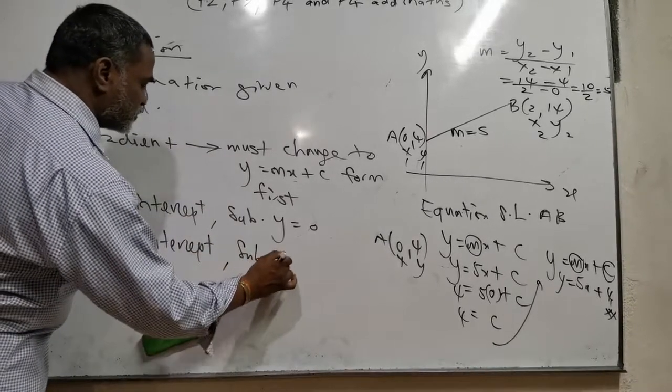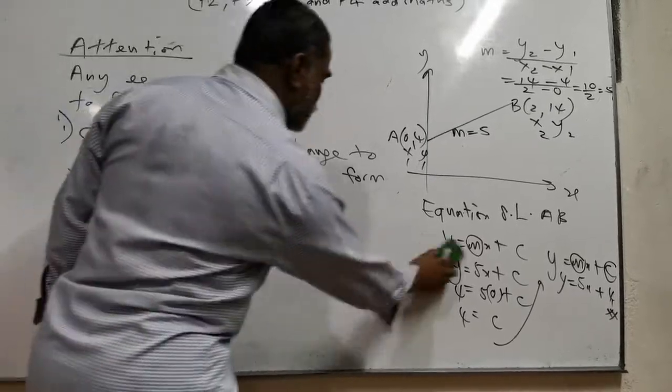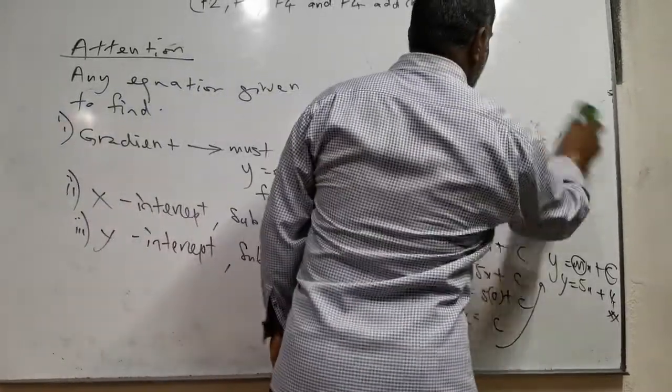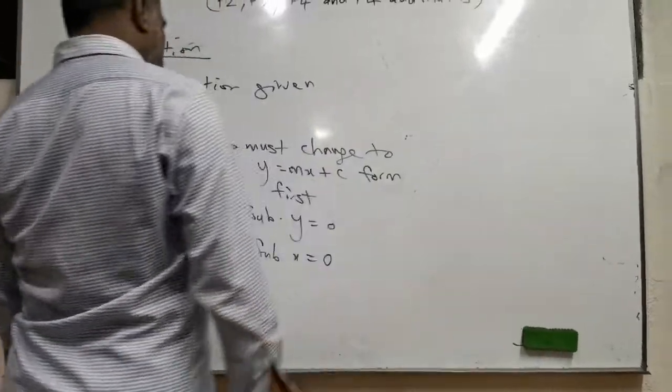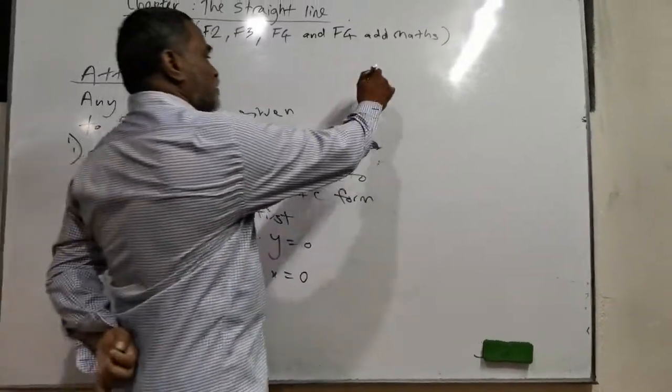That's why we substitute x will be 0. Okay, how does the question ask in the exam? For example, they give you something like this. Do you understand this? I'll give a simple example.